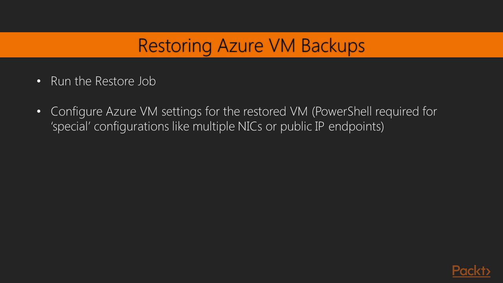Once you select your restore point, you execute the restore job, and then from Azure Virtual Machine settings, you can get a view on the restore process. If it's a more complex, specially configured virtual machine, having multiple network cards or using a public IP endpoint, then for the time being, when creating this course, the restore was not supported from the portal, but it was possible through PowerShell.